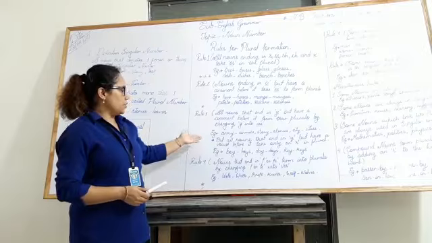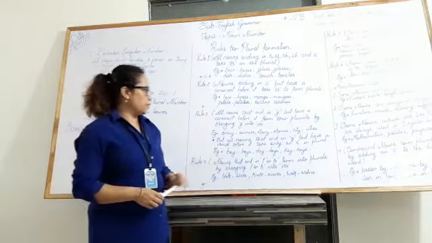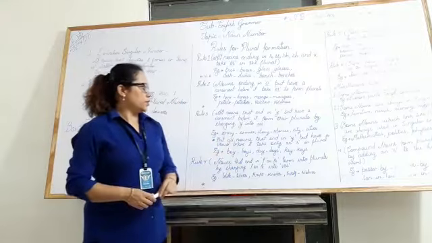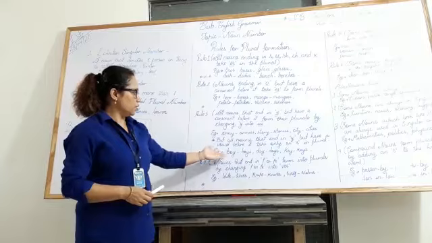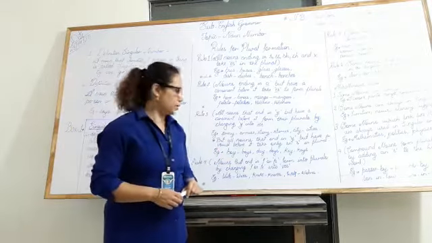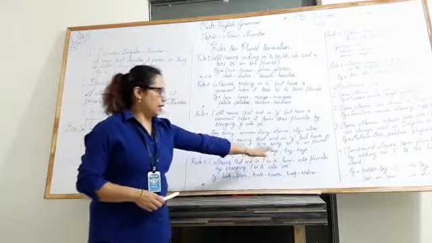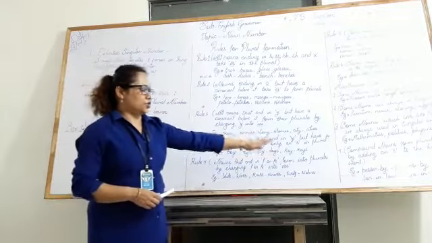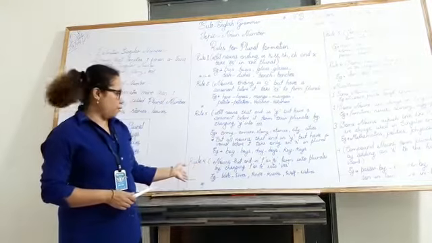Here also there is an exception: all nouns that end in y but have a vowel before it take only an s in the plural order. For example, boy will change into boys. Day will change into days, and key will change into keys. Let's move on to rule number 4.